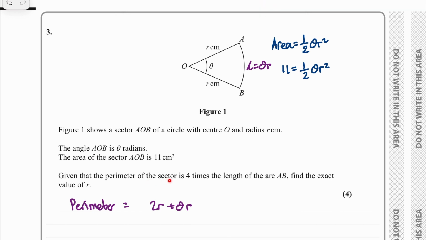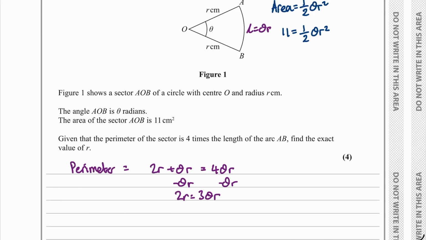And the perimeter is 4 times the length of the arc AB, so this will be equal to 4 theta r. We can take away theta r from both sides, so we'll get 2r equals 3 theta r. And then we can divide both sides by r, so 2 equals 3 theta. Therefore, theta will be equal to 2/3.